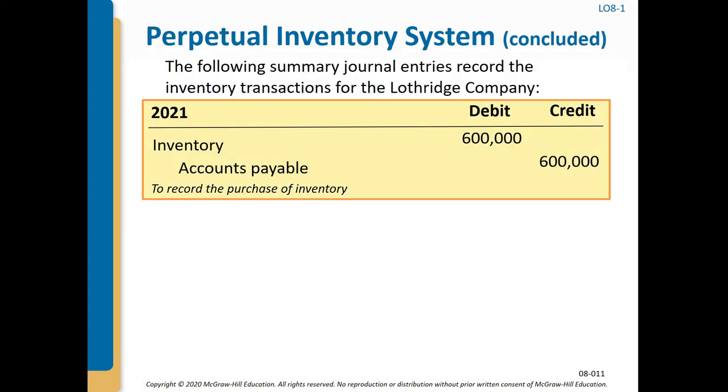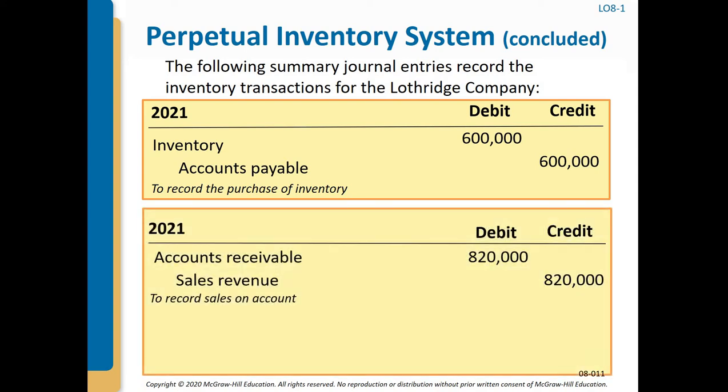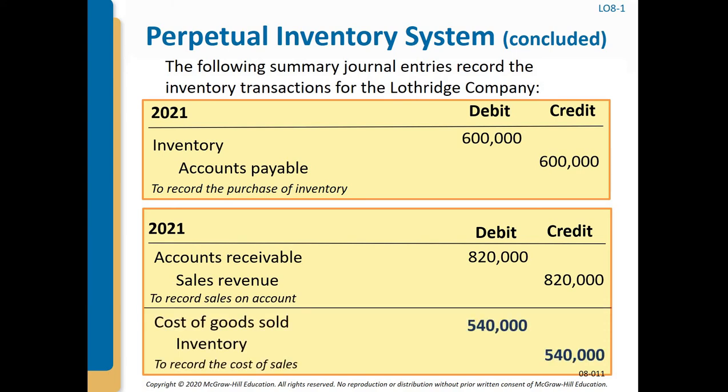The first one is to record the purchase: inventory and accounts payable. Then to record the sales: they have sold 820,000 on credit, so that is why accounts receivable is debited and sales revenue is credited. And for the cost of goods sold, the cost of goods sold is 540,000 and inventory is credited 540,000.